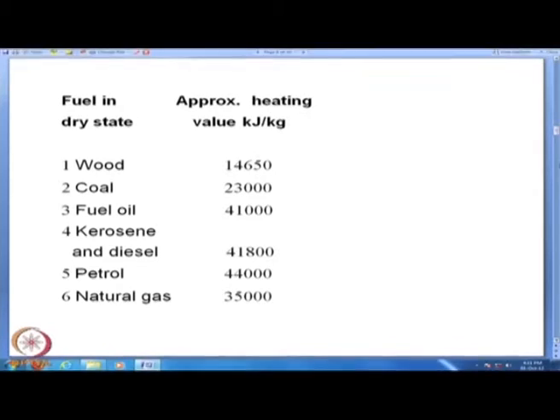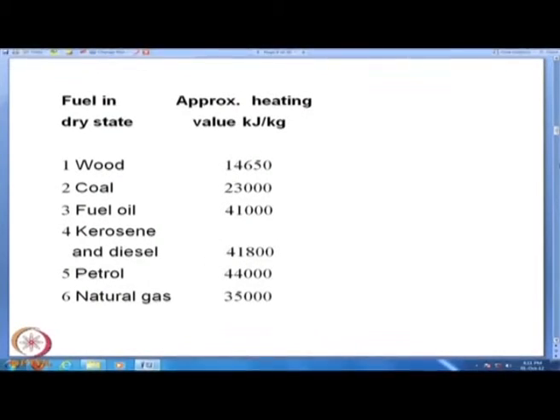So, certain calorific values which we may require in calculations are available from an excellent web source, that is indiasolar.com, and I have extracted the relevant things. Wood, which I have compiled from other units, is 14,650 kilojoules per kg. Coal is almost double that, fuel oil is almost double again, kerosene and diesel are the same, petrol is higher, and natural gas is slightly lower.